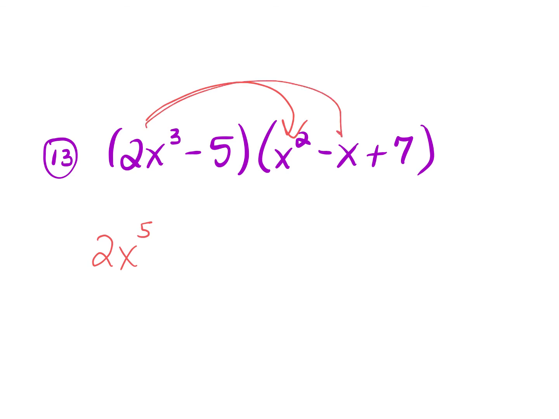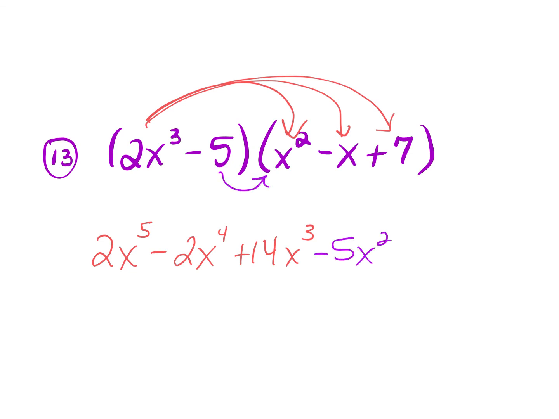So 2x cubed times negative x is negative 2x to the 4th. Great. 2x cubed times 7 is plus 14x to the 3rd. Perfect. Now we do the same thing with negative 5. So negative 5 times x squared is negative 5x squared. Negative 5 times negative x is plus 5x.